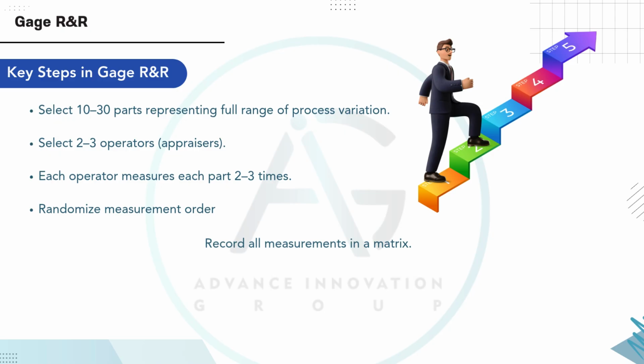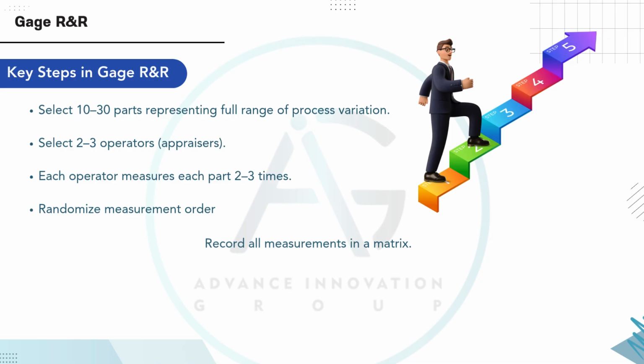This ensures the study covers all possible scenarios the measurement system may encounter. Next, choose 2 to 3 operators, also called appraisers. These should be people who typically perform the measurements during regular operations. Each operator will then measure each part 2 to 3 times. This allows us to observe consistency within an operator, repeatability, as well as differences between operators, reproducibility.